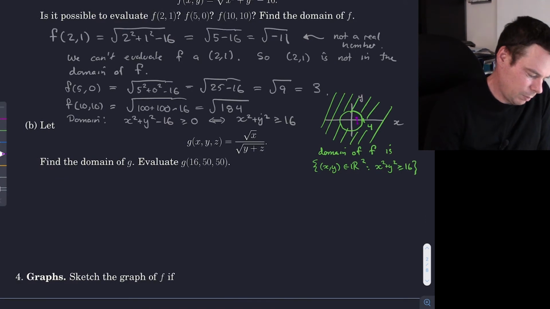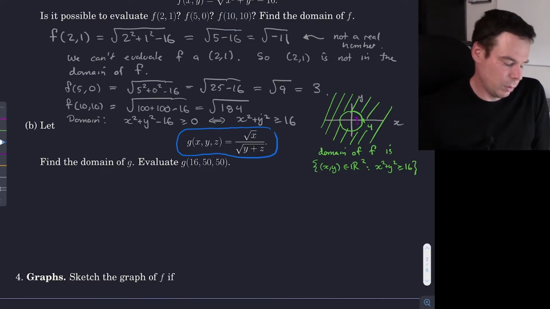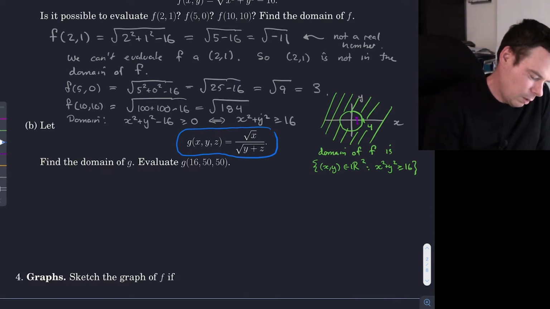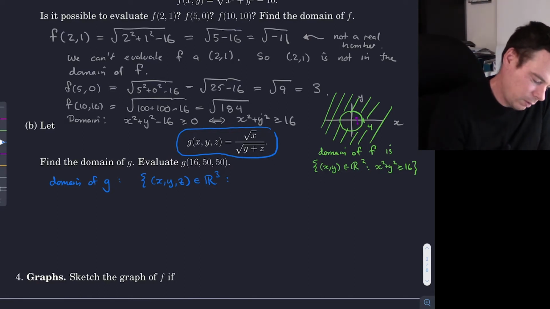Let's look at this next problem. So we're looking at this function here, g of x, y, z. Now it's a function of 3 variables, and we want to find the domain of g. What is the domain? Well, the domain of g consists of the set of all points x with components x, y, z in R3 such that we want it to make sense to plug into our function.